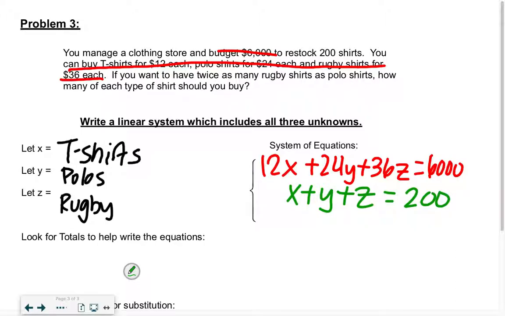Okay. So then, we got this last little tidbit. I want to have twice as many rugby shirts as polo shirts. Well, that's z and y. If I have one polo shirt, how many rugby shirts do I want? 2. So isn't that 2y equals z? Y is polo, and you want twice as many rugby shirts. So we should have 2y equals z.